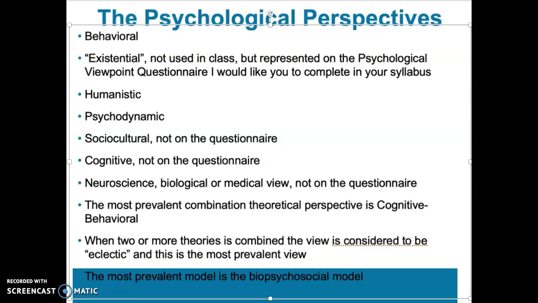The existential view is not used in this class, but it's represented on the psychological viewpoint questionnaire. We're going to combine that with the humanistic view. So under H is your score, showing how much you agree with the humanistic view, and under P shows how much you agree with the psychodynamic view.